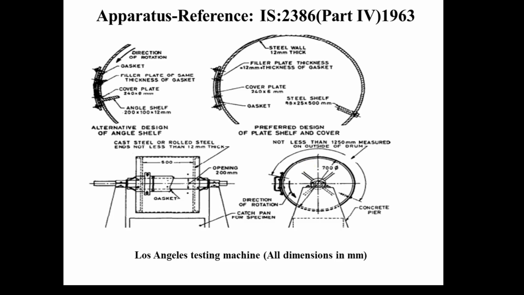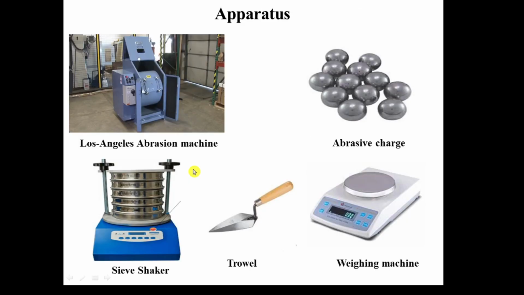The machine shall consist of a hollow steel cylinder closed at both ends, having an inside diameter of 700 mm and an inside length of 500 mm. The position of the shelf shall be such that the distance from the shelf to the opening, measured along the circumference of the cylinder in the direction of rotation, shall not be less than 1250 mm. You can see here the various apparatus used in this experiment.